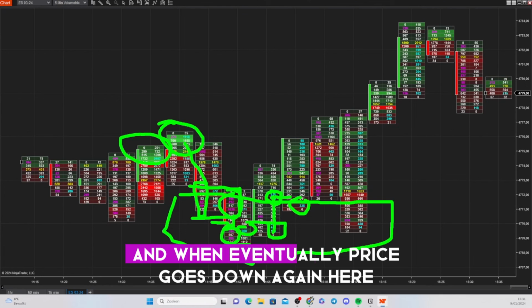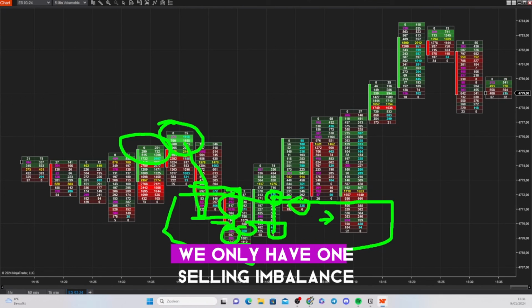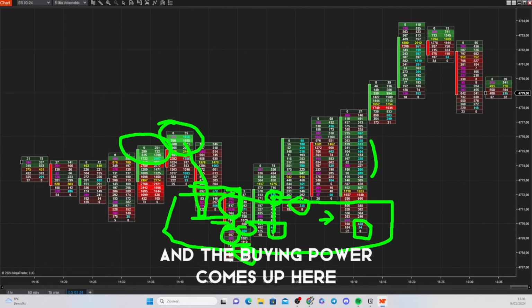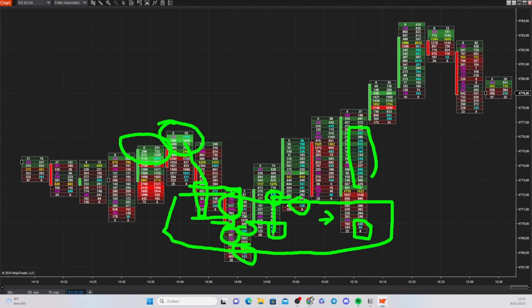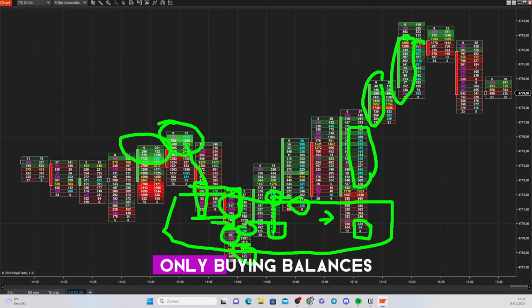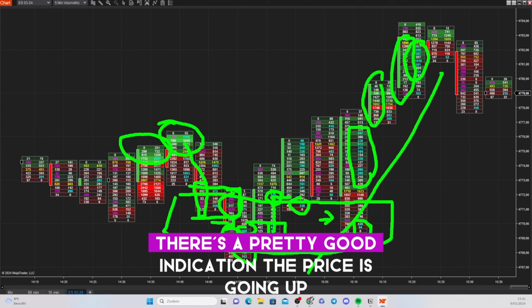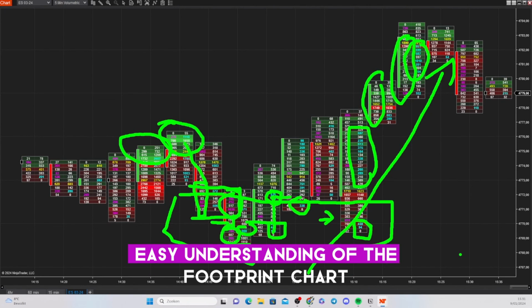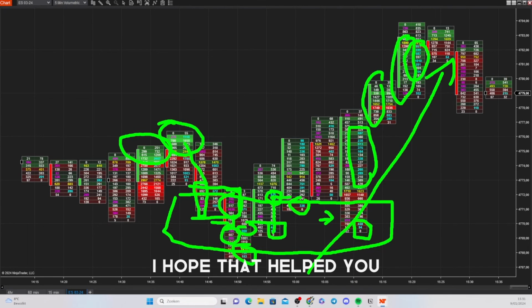And when eventually price goes down again here, we only have one selling imbalance with a lot of buying behind it. And the buying power comes up here. You will see no more selling imbalances along the way, or almost none, only buying imbalances, more and more buying. So it's a pretty good indication that price is going up. So that is a pretty easy understanding of the footprint chart. I hope that helped you.